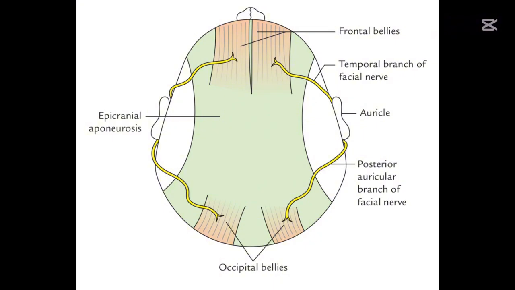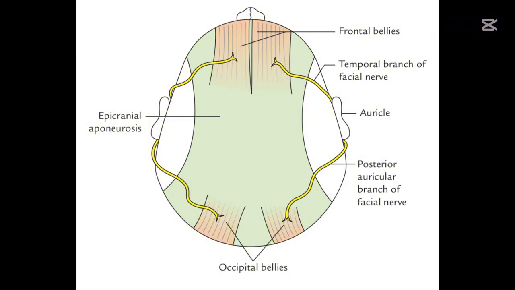So the temporal branch of the facial nerve is supplying the frontalis muscle, while the posterior auricular nerve of the facial nerve is supplying the occipitalis muscle. Again, one thing you have to know is that the terminal branch of the facial nerve divides in the ear. The one going in front of the ear is the temporal branch of the facial nerve. You get it now? The one going to the back is the posterior auricular branch of the facial nerve.